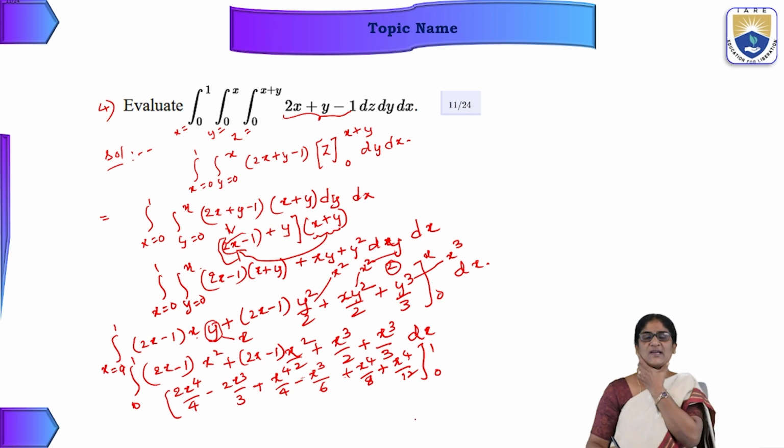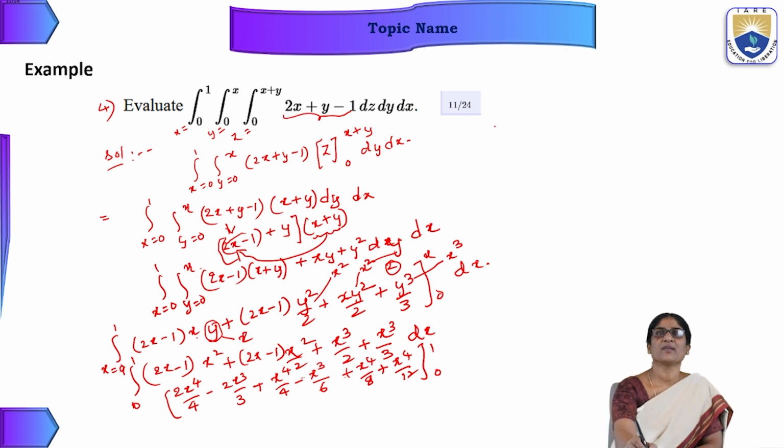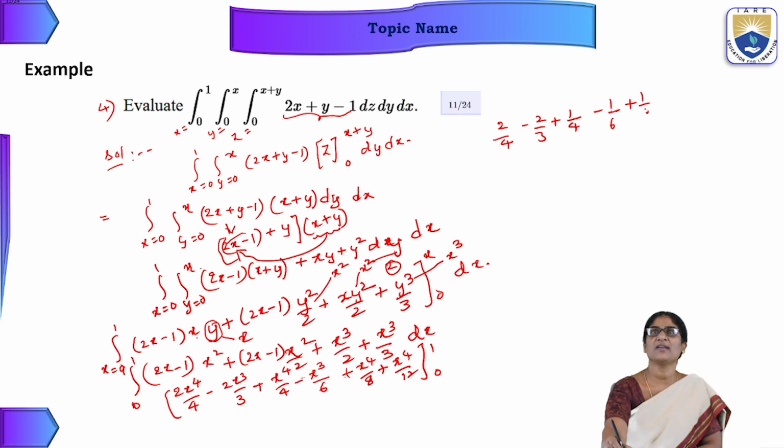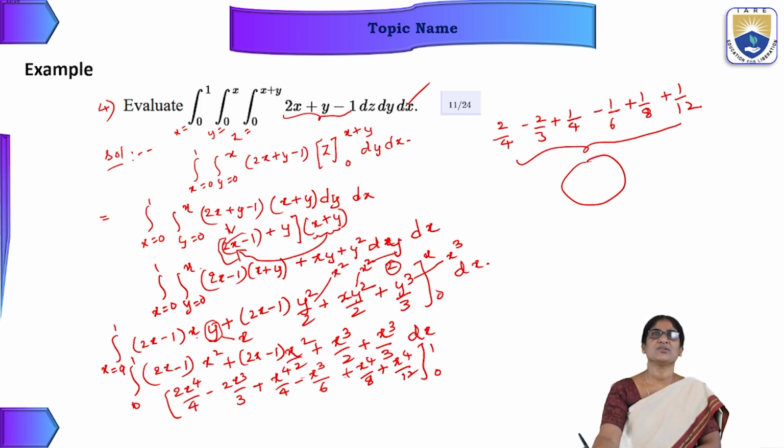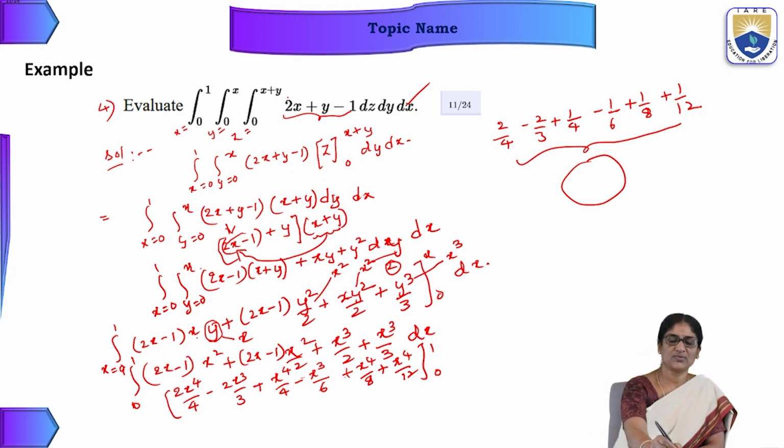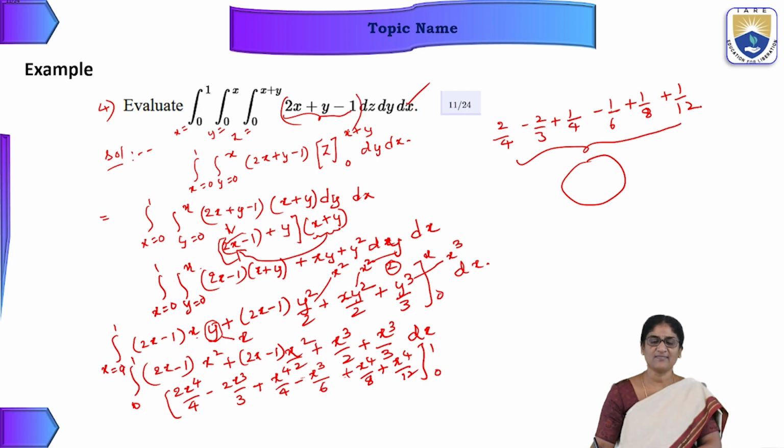So you're going to get this as 2 by 4 minus 2 by 3 plus 1 by 4 minus 1 by 6 plus 1 by 6 plus 1 by 8 plus 1 by 12. So taking the LCM, you're going to get the least form, and that will be the answer for this triple integral in 0 to 1, 0 to x, 0 to x plus y, 2x minus 2x plus y minus 1 into dz dy dx.